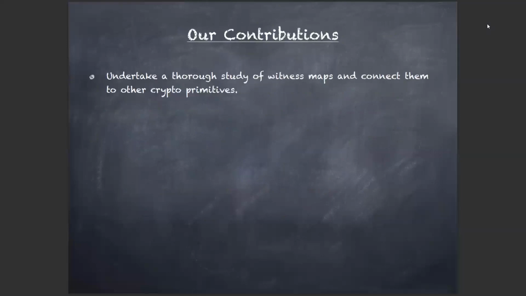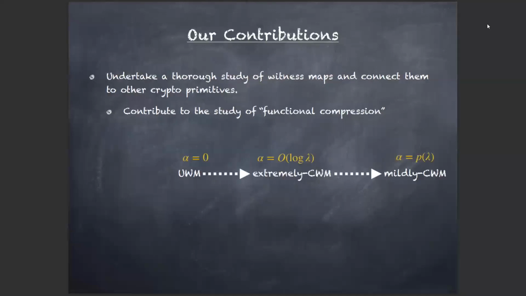Okay, so in this work, we take a thorough study of witness maps and connect them to other crypto primitives. And we believe it contributes to the study of functional compression in the same spirit as in obfuscation, because we know XIO versus IO, for example. So what we achieve in this paper, the dotted arrows are trivial implications. UWM implies an extremely CWM, which implies a mildly CWM. When I say mildly, I mean alpha is set to P of lambda, where lambda is a security parameter and P is some fixed polynomial, independent of the size of your statement and witness.